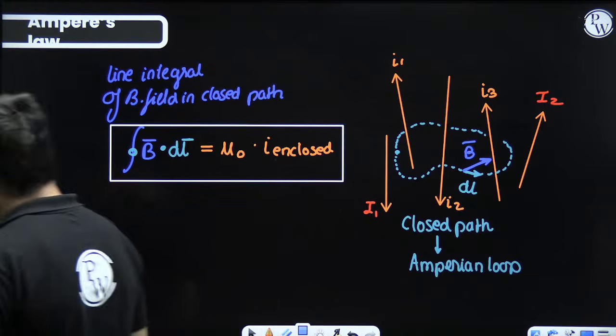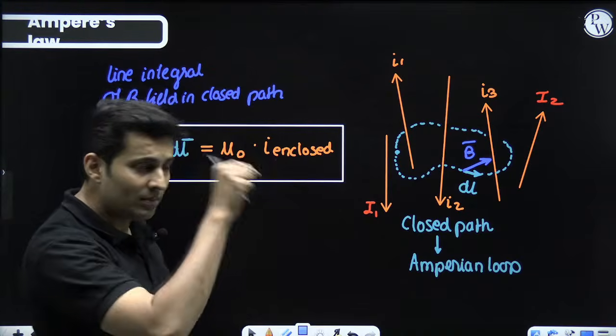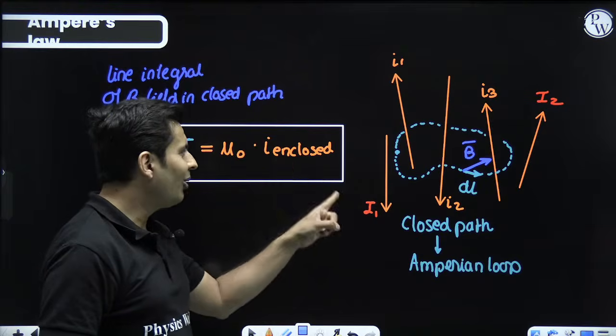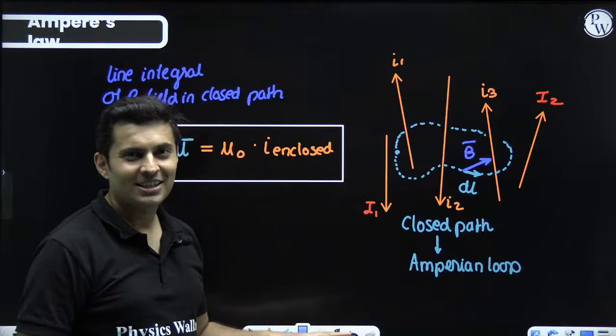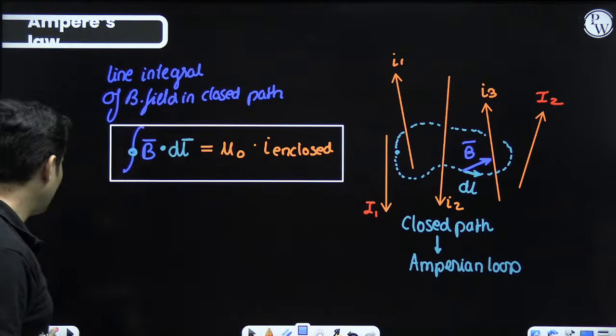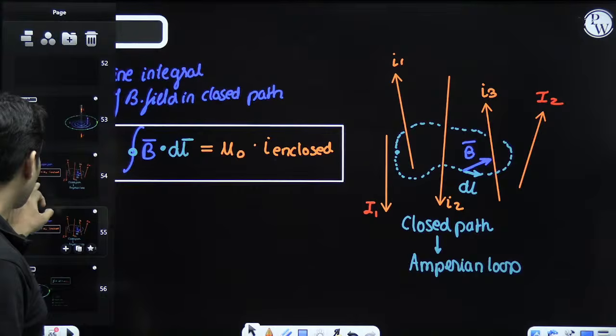I'm so glad, Durag, you are loving all the theory. Now comes the critical aspect. Sir, how do I take the enclosed current? Is it just I1, I2, I3, or what is it? Okay. Before that, one important note.